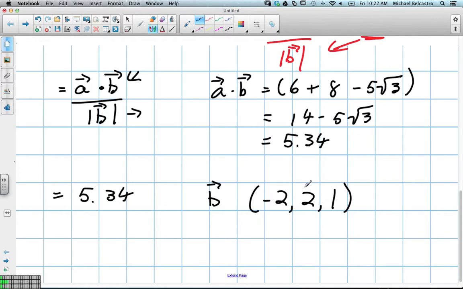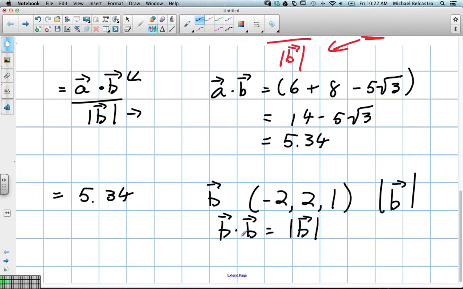Now I have to think of a quick way to find the magnitude of B. If you remember, if we do the dot product of B on B, does anyone remember what that gives us? From yesterday in the afternoon? Magnitude of B squared, okay?